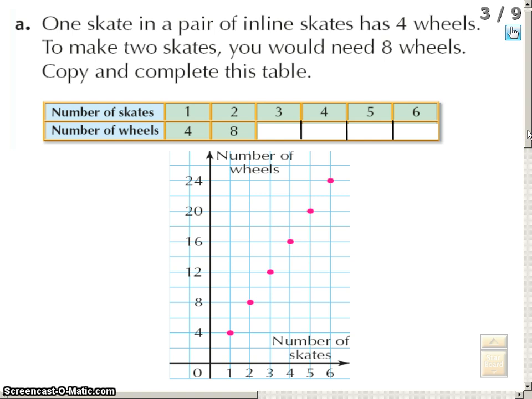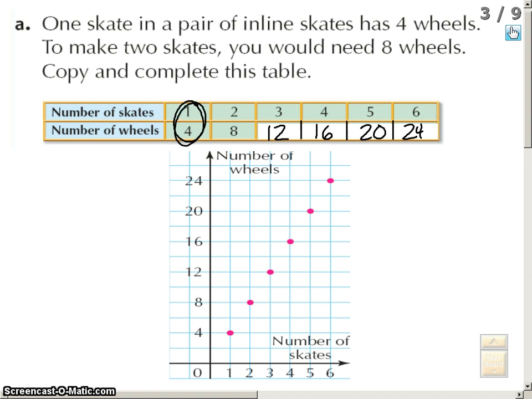Now, the problem goes like this. One skate in a pair of inline skates has 4 wheels. To make 2 skates, you would need 8 wheels. Copy and complete this table. So we have a table of ratios, and my ratio is 1 to 4. Okay, so what we're just going to do, you can see the bottom table here, it's just increments of 4. So 1 to 4, 2 to 8, 3 to 12, 4 to 16, 5 to 20, 6 to 24. All of these ratios can be reduced all the way down to 1 to 4.